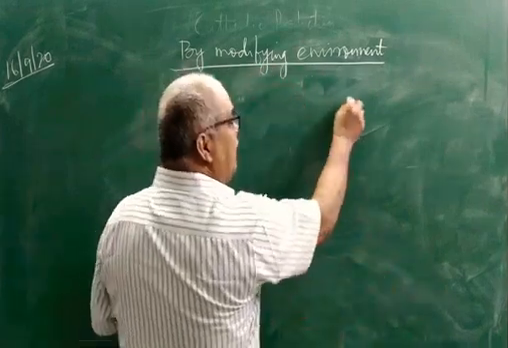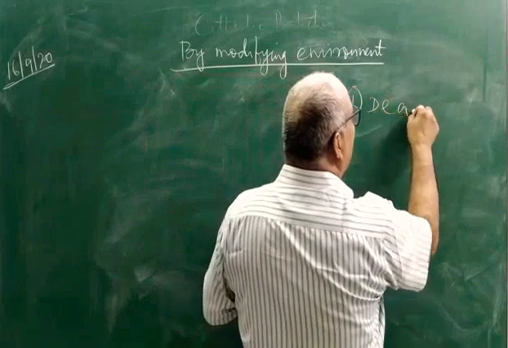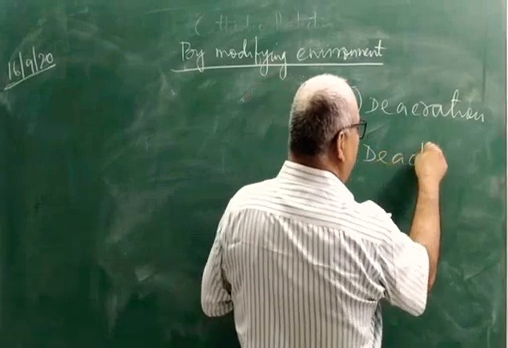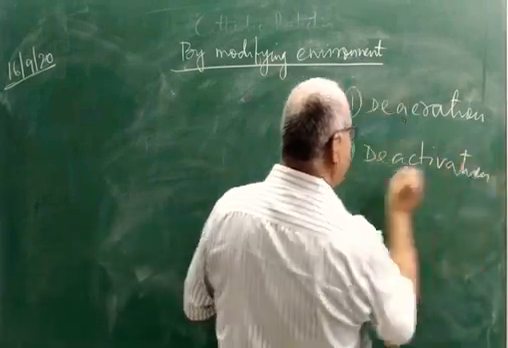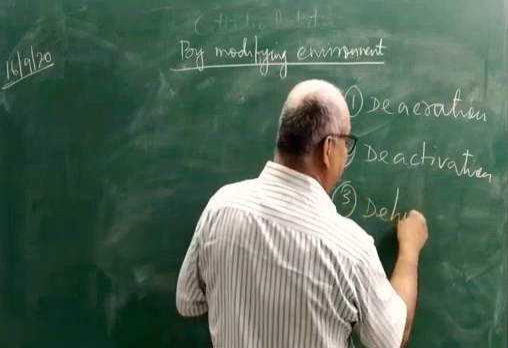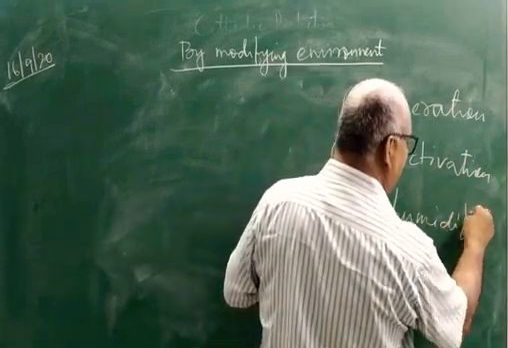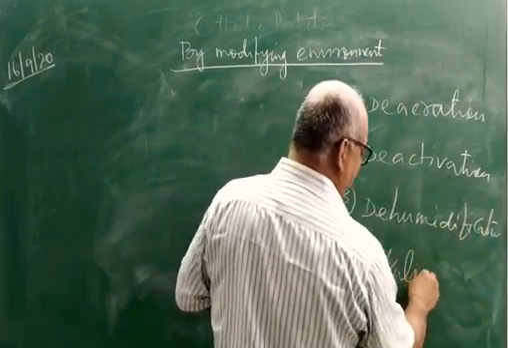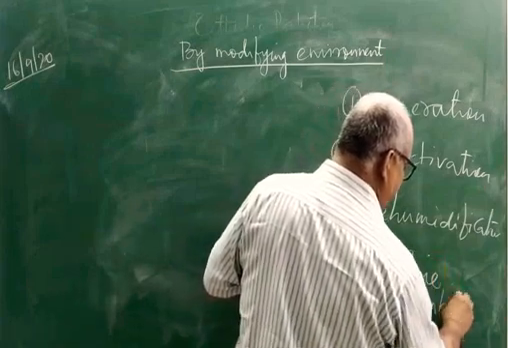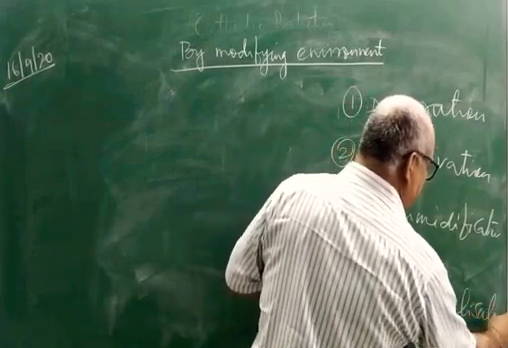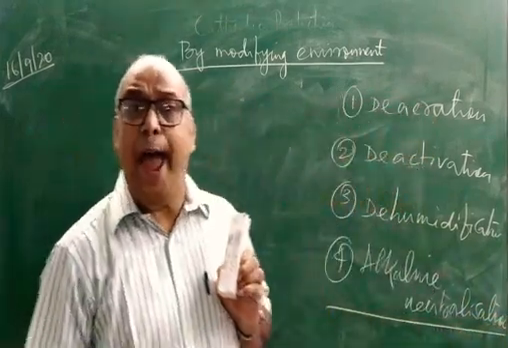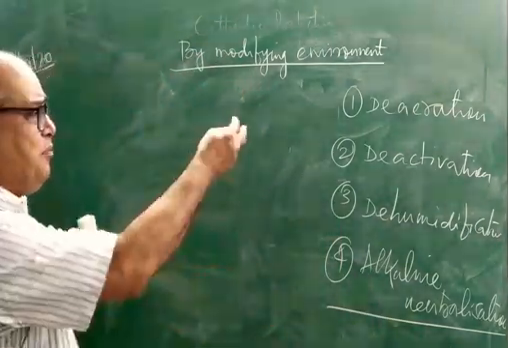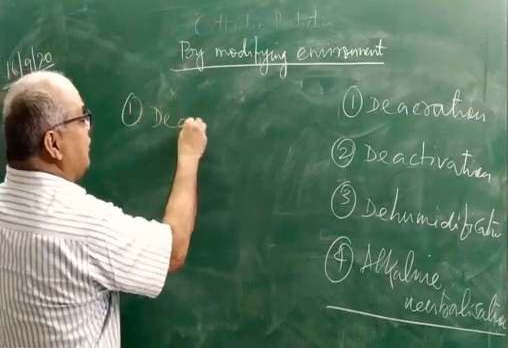They are: number one, deaeration; number two, deactivation; number three, dehumidification; and number four, alkaline neutralization. These four different measures we have to control corrosion by modification of environment, and let us start with deaeration.